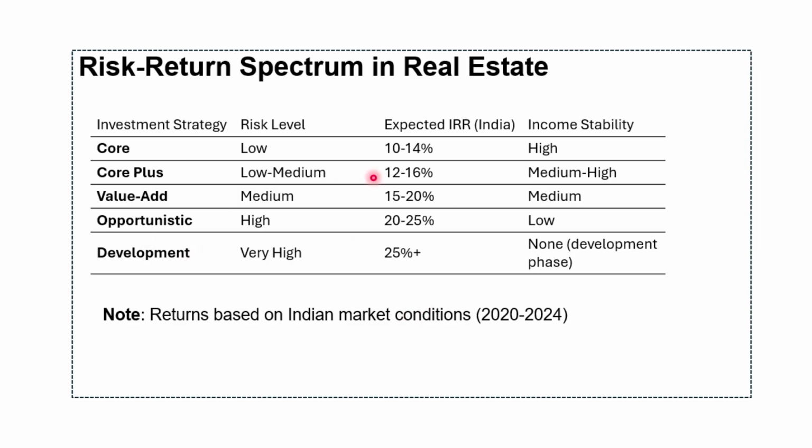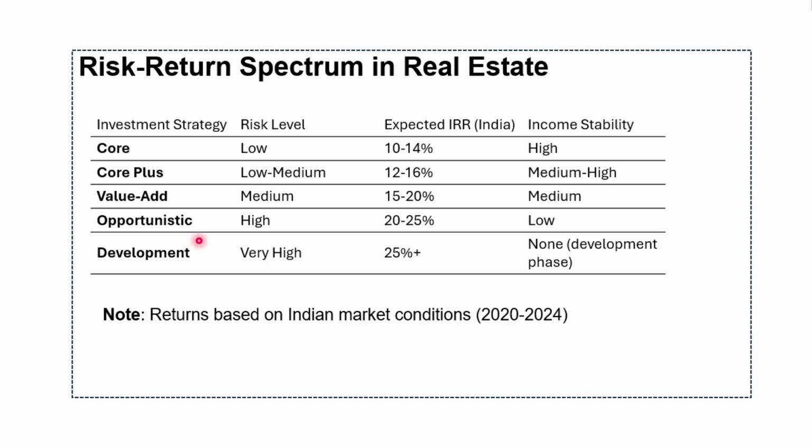This spectrum is crucial because different investors should have different allocations across these categories based on their risk tolerance, return objectives and investment horizon. A pension fund will weigh heavily towards core, while a private equity firm might focus on opportunistic and development.